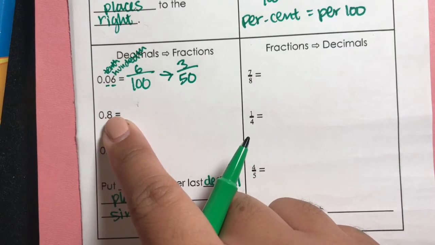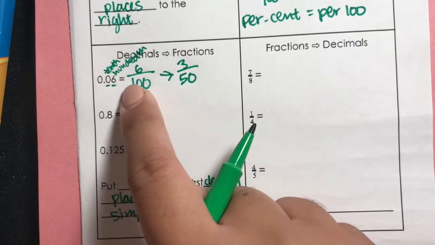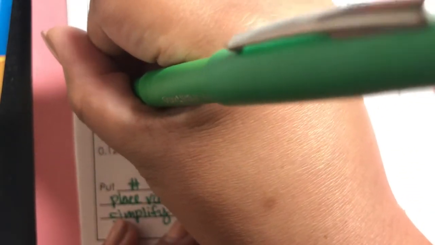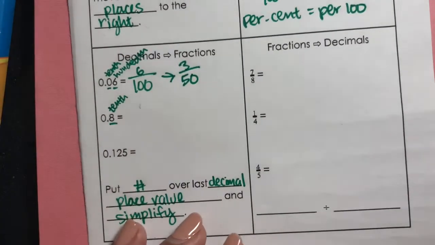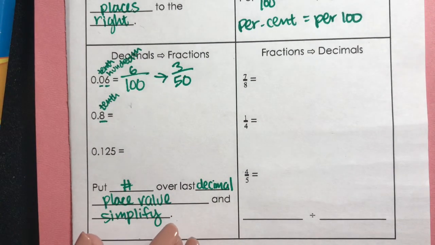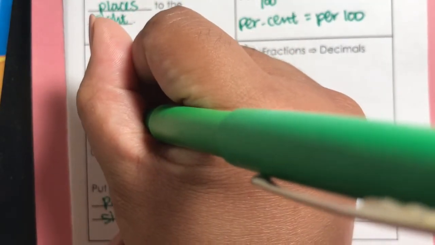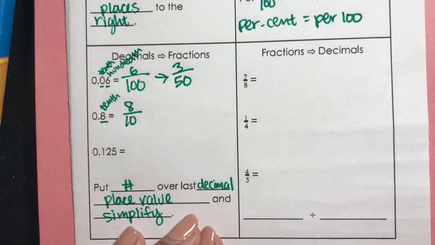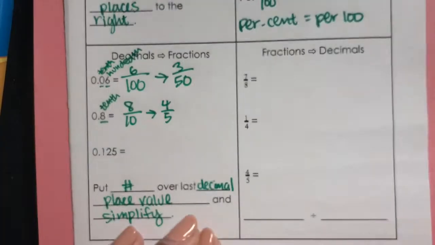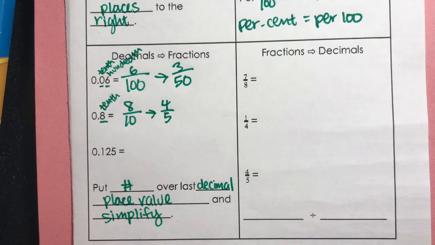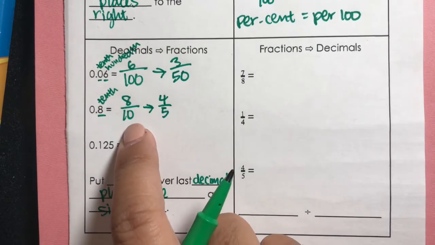So what about this one? We have 0 and 8/10ths. That's our 10th place, because the first number after the decimal is the 10th place. So it's going to be 8 over 10, which of course can be simplified into 4/5.